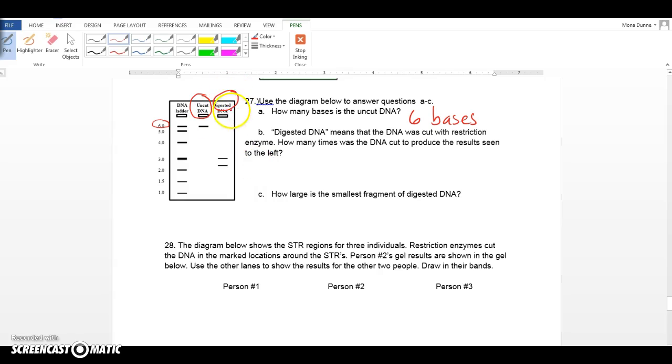So this is digested DNA here. You see that it's 2 pieces of DNA. So the 2 pieces must have come from just one cut. All right, and the smallest fragment down here, you can see it's a little bit bigger than 2, but not quite 3. So I'm going to say about 2.2 is a good estimate there.